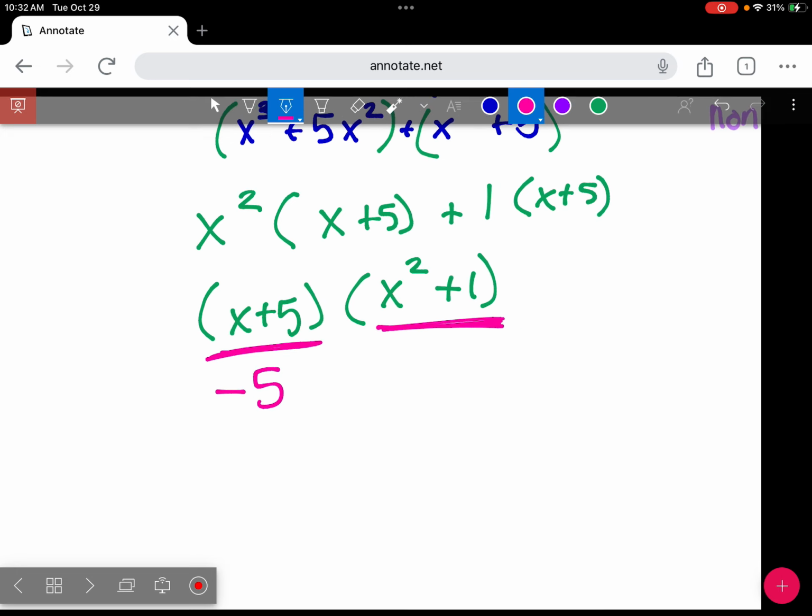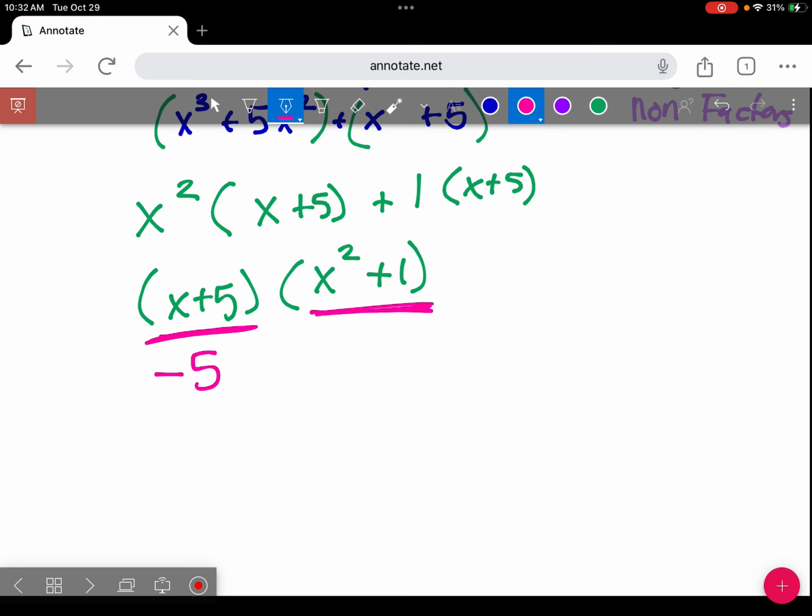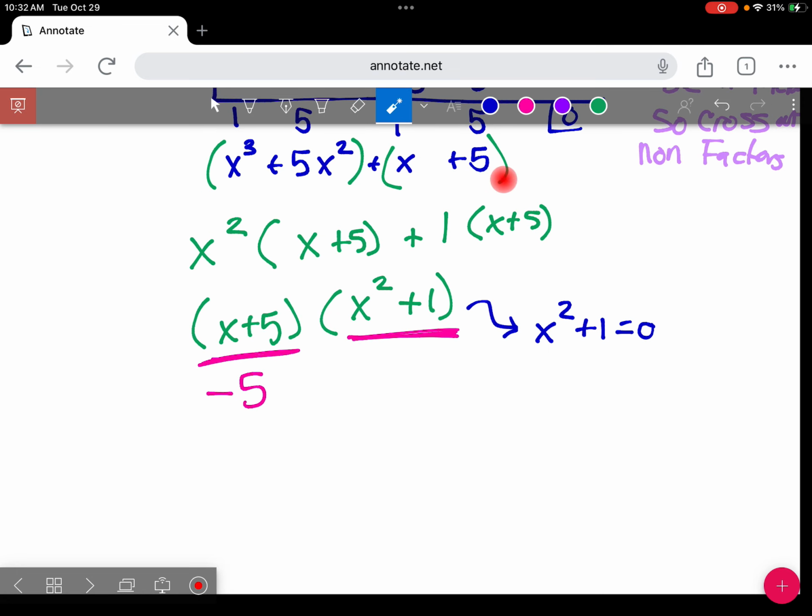When in doubt, set it equal to 0. x squared plus 1 equals 0. Wait, do we have to put the 1 there? This plus 1, yes. This guy has to be there. Why did you pull that out? Because there is still a common factor between them of 1. If I didn't have this and I just had x squared times x plus 5, it would not multiply back out to be this guy. So you have to have that 1.